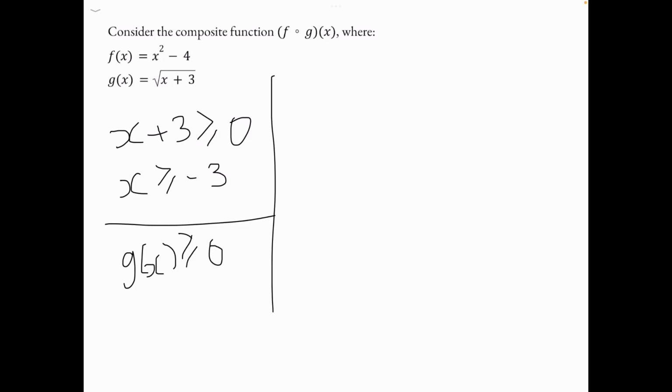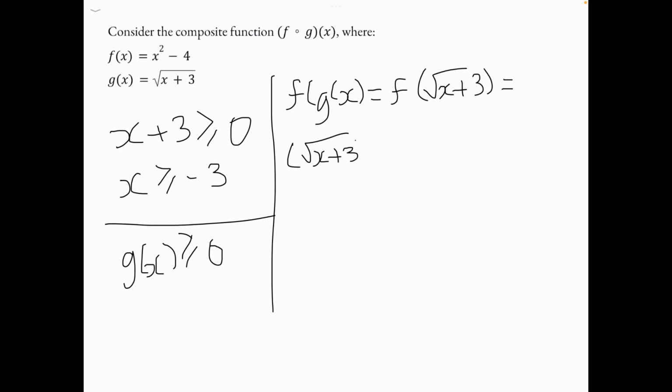Third, let's evaluate f of g. So now let's substitute g(x) into f(x). f(g(x)) is equal to f of root x plus 3, which is root x plus 3 squared minus 4, which is equal to x plus 3 minus 4, which is equal to x minus 1.